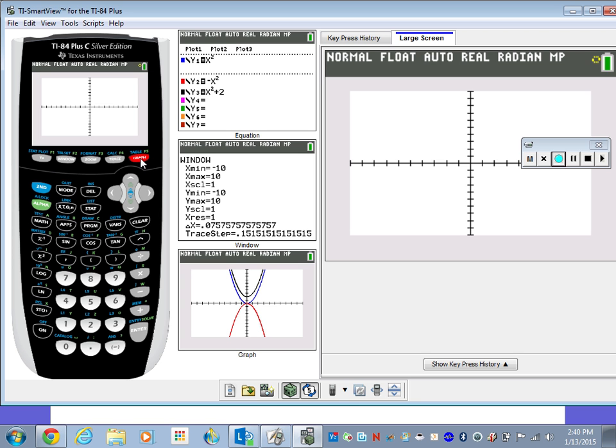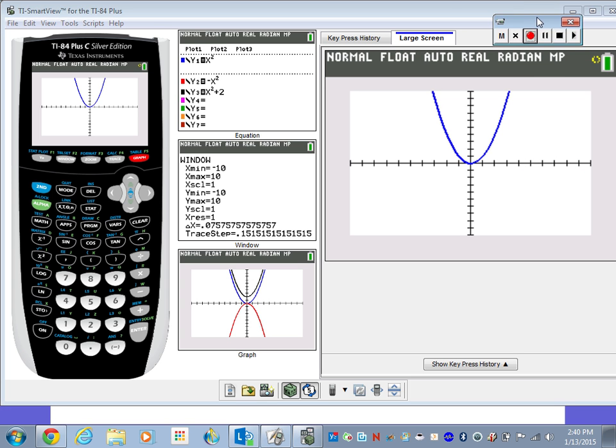So I just want you to see the difference between the parent function, which is what it always draws first because that's what I entered first. Now I want you to see the other one. And so notice that if I add 2, I shift it up 2. Again, does exactly what you thought it would do.